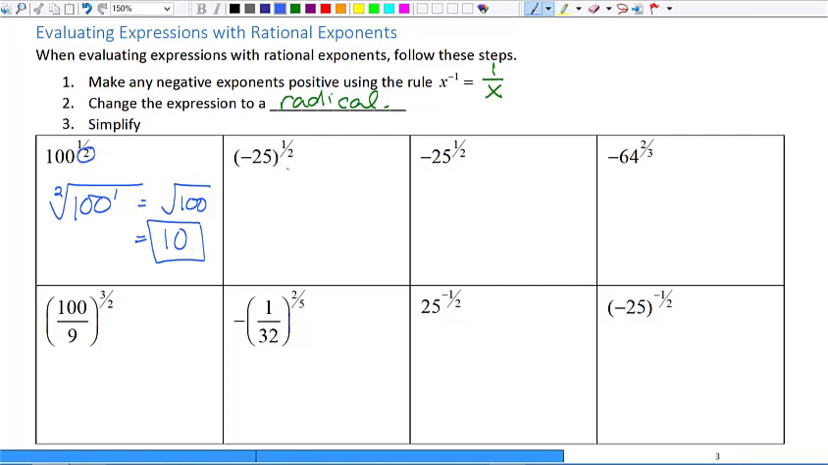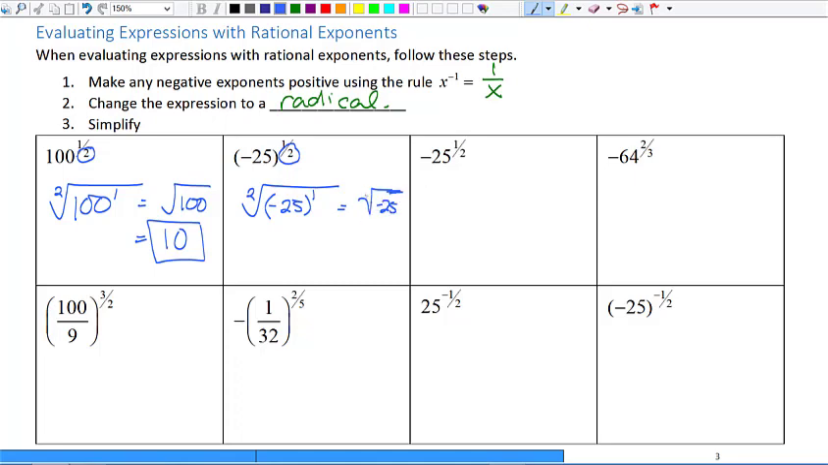So on this next one, again, I don't have any negative exponents, so I don't have to worry about step 1. Step 2 says change it to a radical. So I'm going to take that little 2, and that becomes the index. The denominator of the rational exponent becomes the index. The negative 25 stays on the inside as the radicand raised to the 1. Well, again, raised to the 1 doesn't really do anything, so we just have the square root of negative 25.